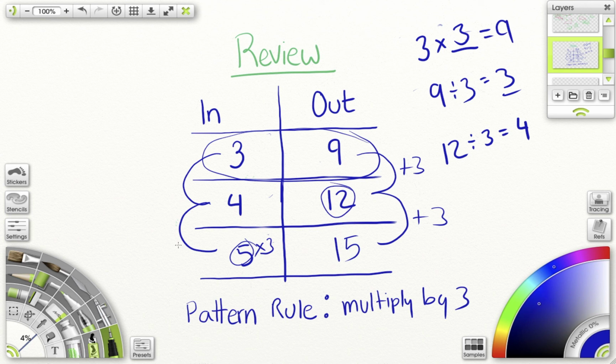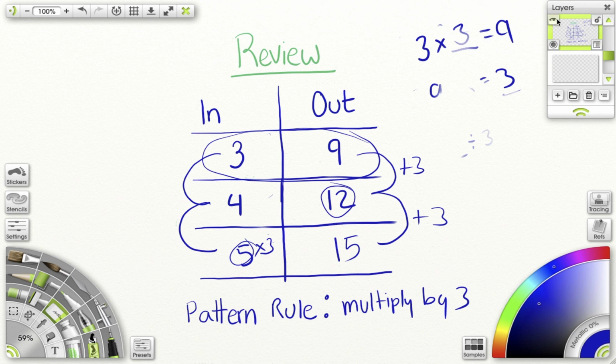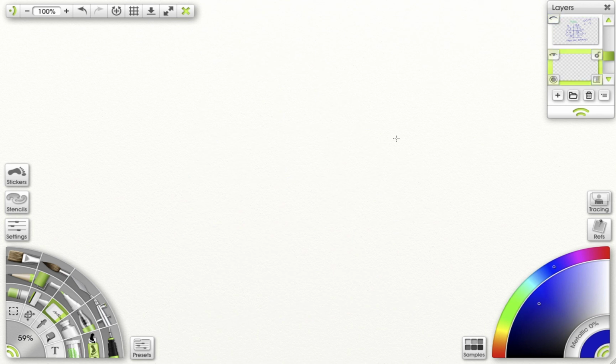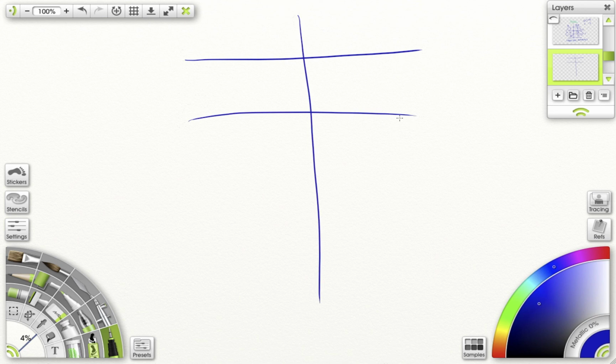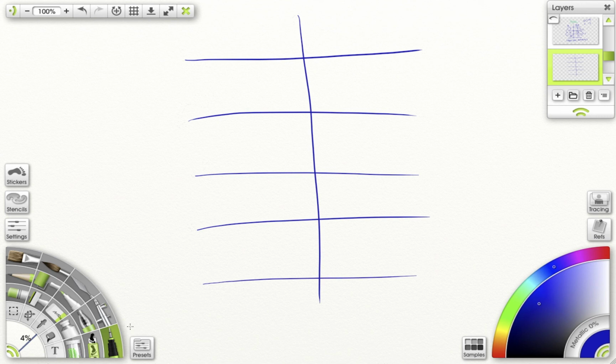So there we go. Let's try a pattern rule where we are given division instead. So let's just draw a new chart instead of using this one all the time. So I have 1, 2, 3, let's do 4 rows. And our pattern rule we'll put down here. And input and output.